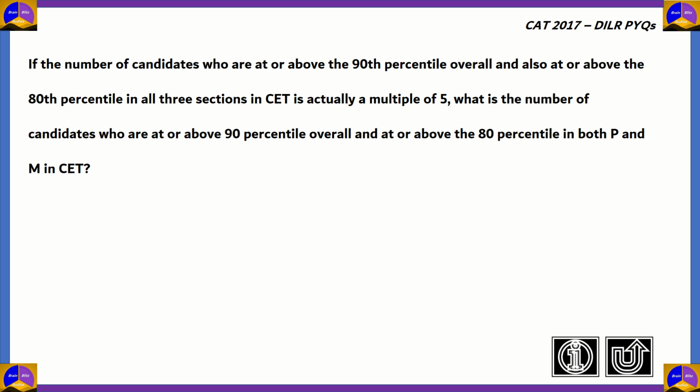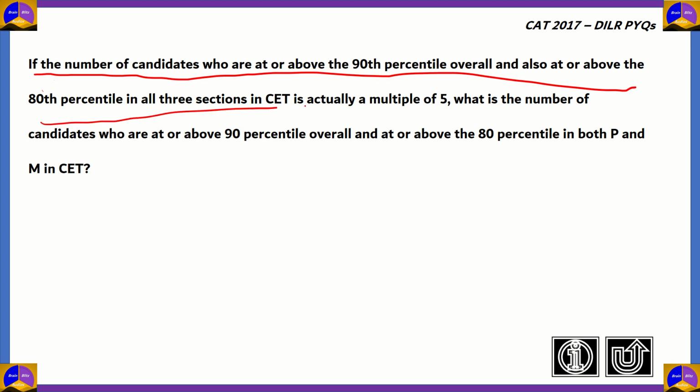Let's move on to question 3. Now, if you've noticed, while we were reading the questions, we noticed that the first half of both questions 2 and 3 are similar. Because over here also, we can read if the number of candidates who are at or above the 90th percentile overall and also at or above the 80th percentile in all three sections in CET is actually a multiple of 5.